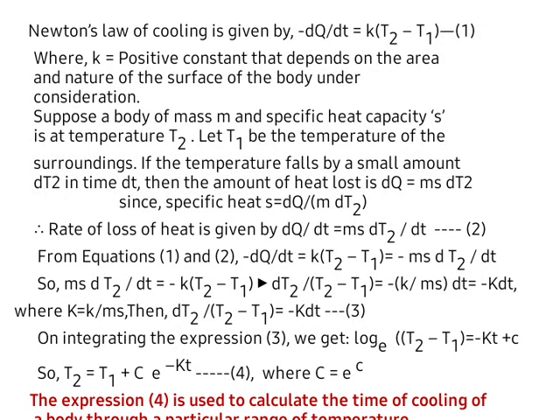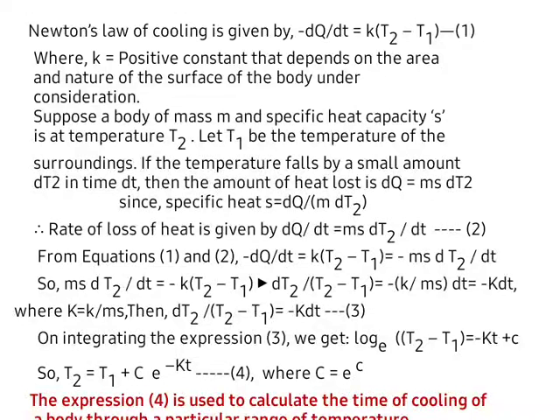From equations 1 and 2, we get minus dQ by dt is equal to k times (T2 minus T1), which is equal to minus m S dT2 by dt. So, m S dT2 by dt is equal to minus k times (T2 minus T1).